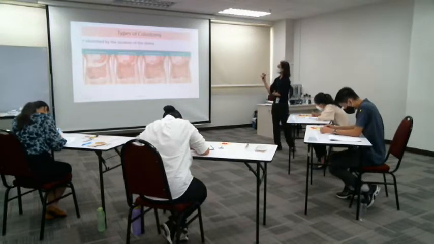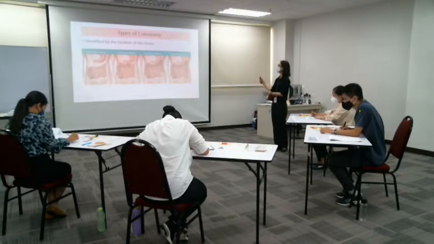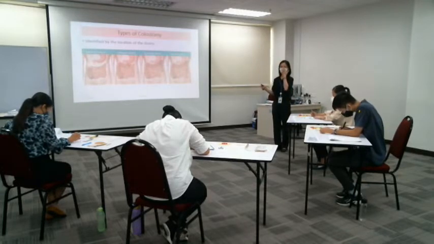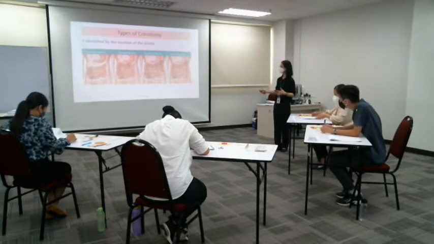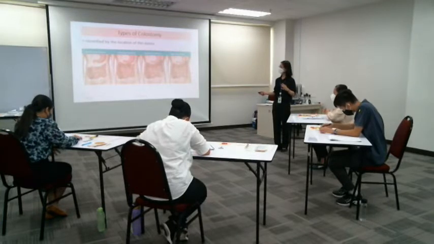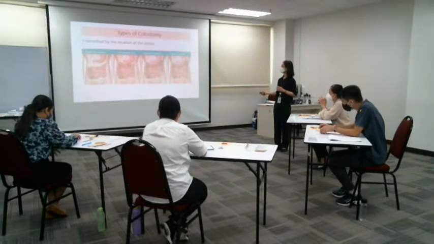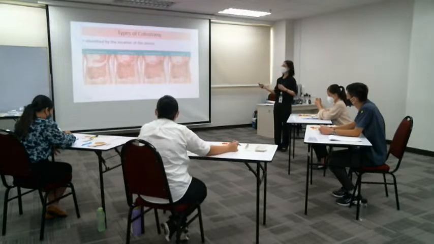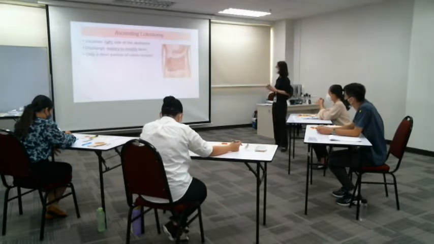So the types of colostomy, just now you were able to let me know very well. Okay, so there are 4 types: ascending, transverse, descending, and sigmoid. So we come to see them one by one.